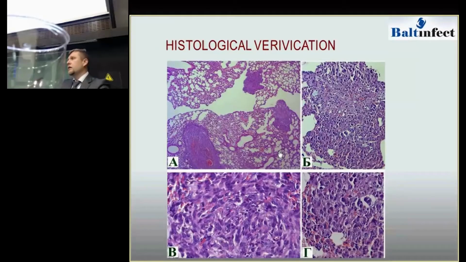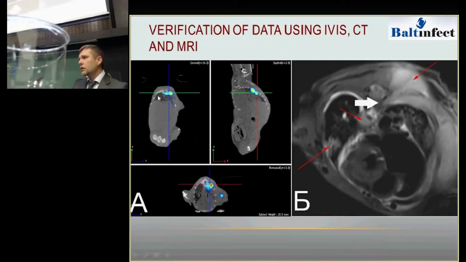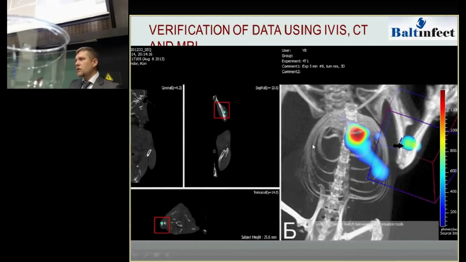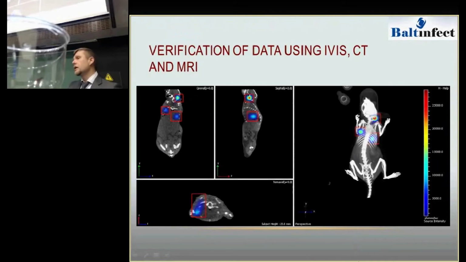Of course, we verified our data histologically. You could see high-grade tumor, it's 41, in the lungs. And as I mentioned, some metastasis more than 0.1 micrometer, 0.5 micrometer, we could verify using MRI. Here you can see the metastasis in MRI and with bioluminescent detection. But as I mentioned, such metastasis we didn't find on MRI data.